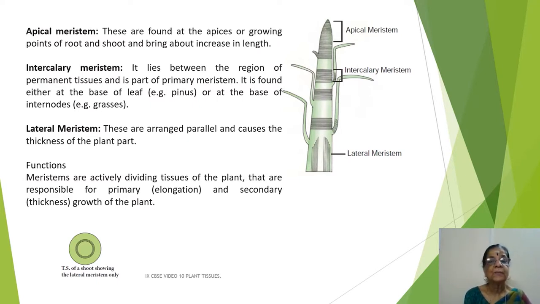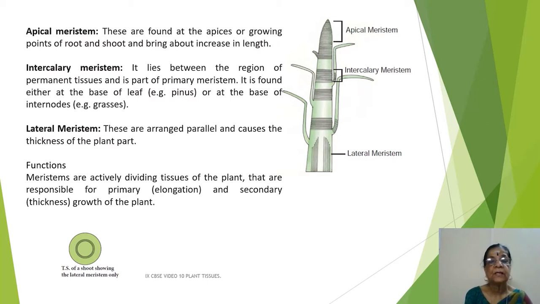And functions: meristems are actively dividing tissues of the plant that are responsible for primary elongation and secondary thickness of the plant. The first, primary function, is elongation of the stem. The secondary function is increasing the thickness during growth of the plant. I hope you are following it. So I say functions of meristem. For location, you should look at this.